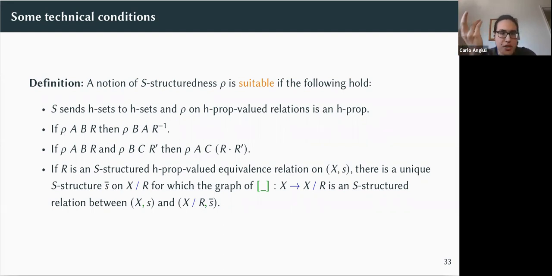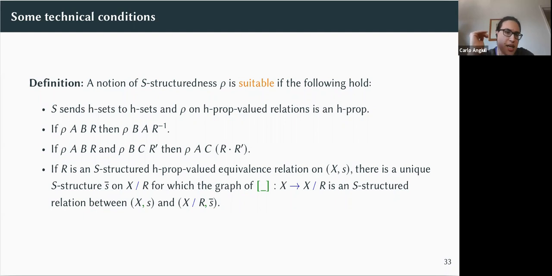This notion rho also has to be symmetric and transitive in the sense that if R is an S-structured relation between A and B, according to rho, then R inverse has to be an S-structured relation between B and A, according to rho. Similarly, it has to be transitive. So if R is an S-structured relation from A to B, and R prime is an S-structured relation from B to C, then R composed with R prime has to be an S-structured relation between A and C. The final condition is kind of the most important one.